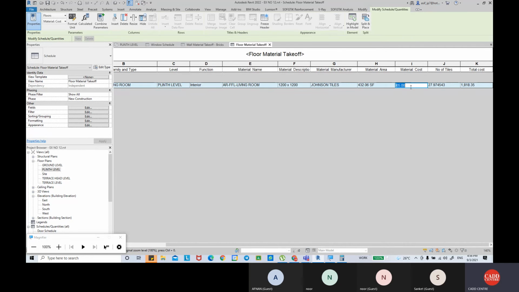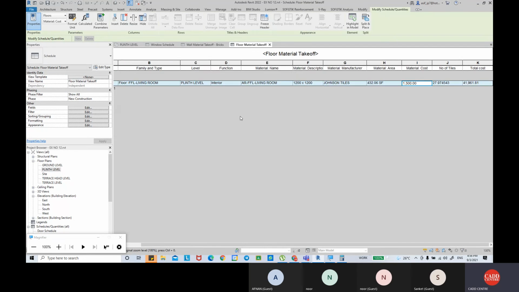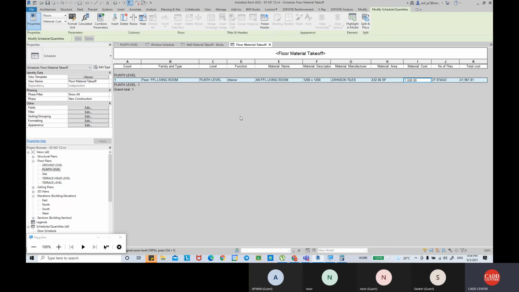So if I increase the cost of tile, maybe if one tile is costing 15, might shoot up a lot. It will take around 41,961.81 rupees of money to purchase 28 number of tiles, for an area of 432 square feet only. So that's how you find the quantity of tiles.